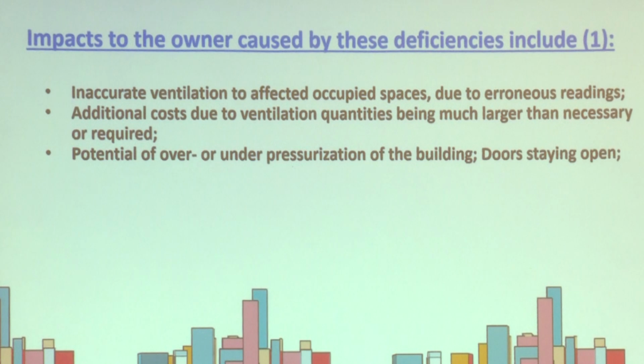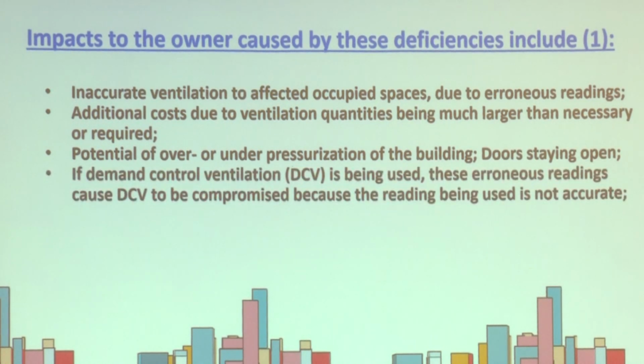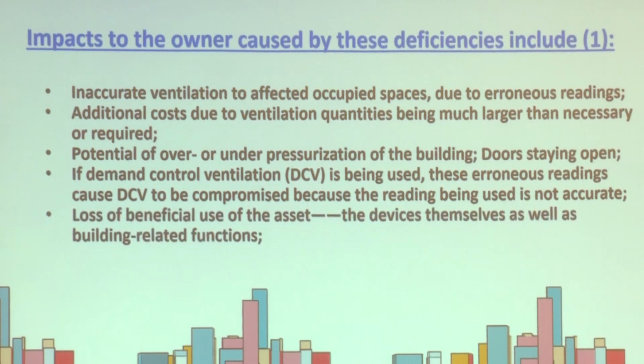But the impacts to the owner are very large. Inaccurate ventilation to affected occupant spaces due to erroneous readings, additional costs because those are much larger than necessary, and the over and under pressurization of the building, the doors staying open, more and more and more. There are just so many problems that this causes. Demand control ventilation, if it's being used, then all of that doesn't work anymore at all. So the building is not operating at all.